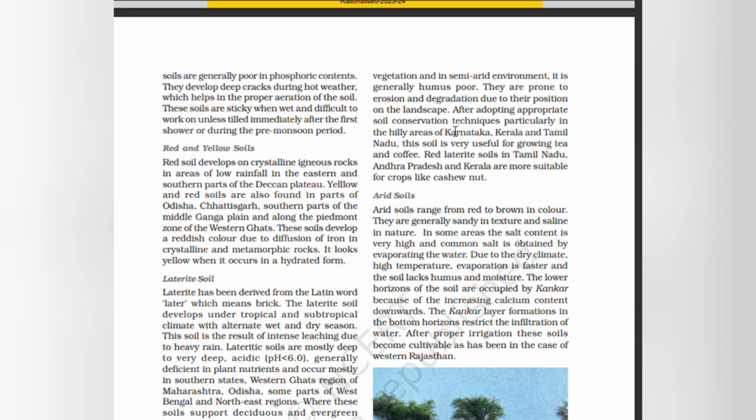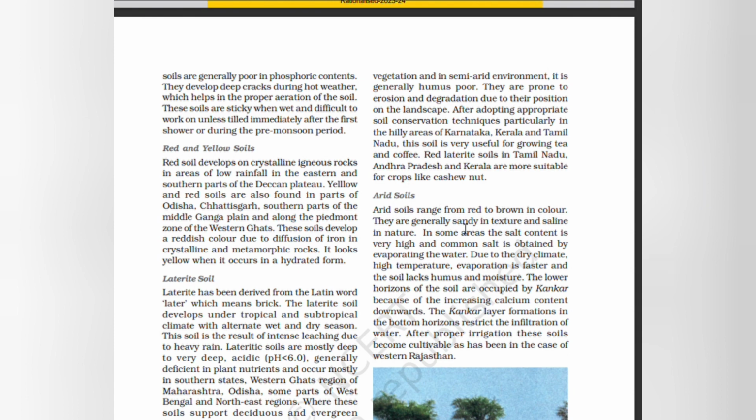After adopting appropriate soil conservation techniques, particularly in the hilly areas of Karnataka, Kerala, and Tamil Nadu, this soil is very useful for growing tea and coffee. Red laterite soils in Tamil Nadu, Andhra Pradesh, and Kerala are most suitable for crops like cashew nut. Arid soils. Arid soils range from red to brown in color.